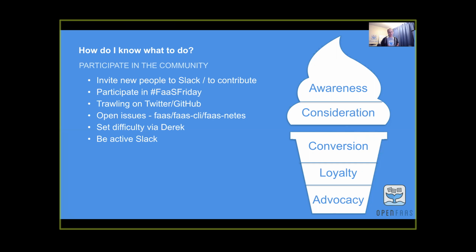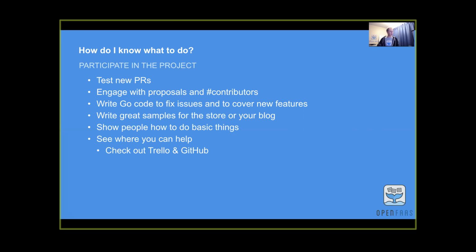Engage with proposals and hashtag contributors. So we have a contributors channel where there's a lot of talk about making changes to code, fixing bugs. There are proposals on GitHub. There's one out at the moment about deprecating support for Raspberry Pi Zero. If you care about that, go and comment on it. There's one about using a new signature that looks more like Lambda. If that interests you, go and comment on it.